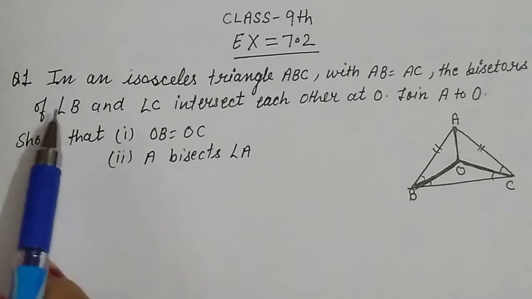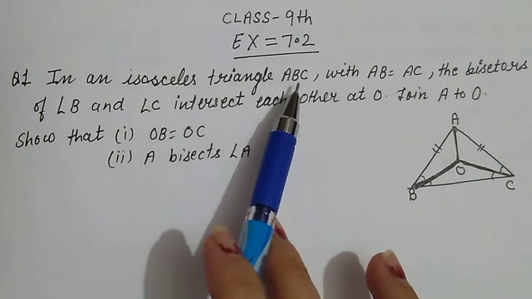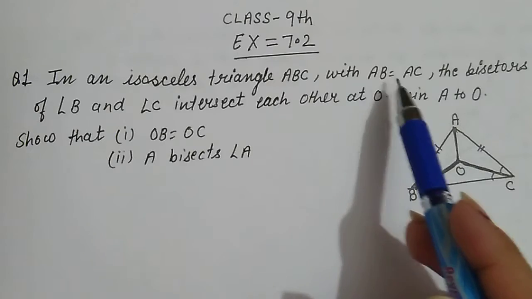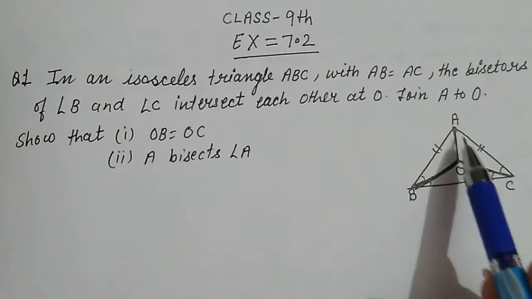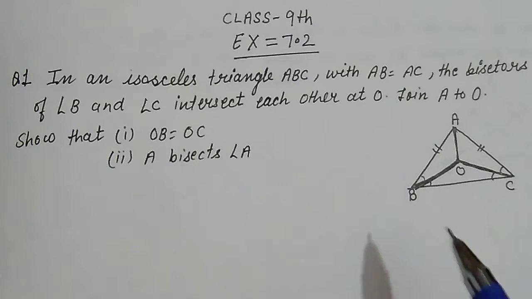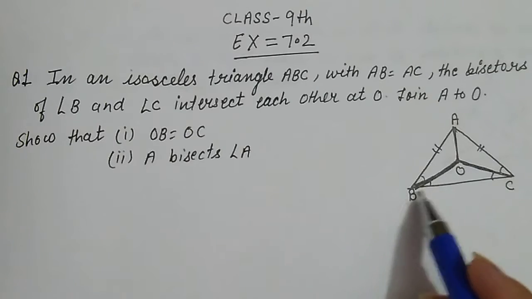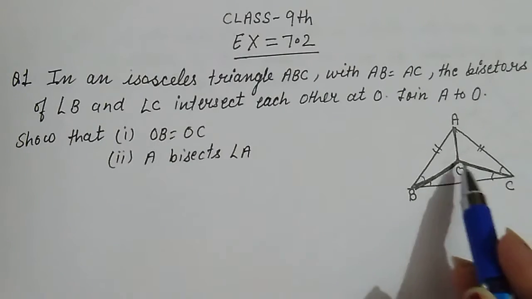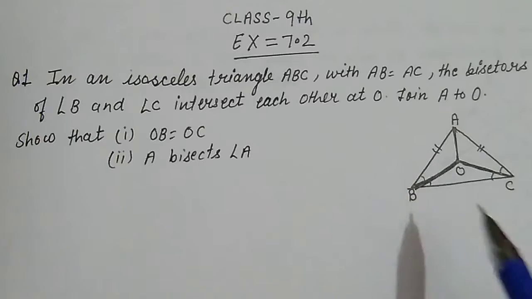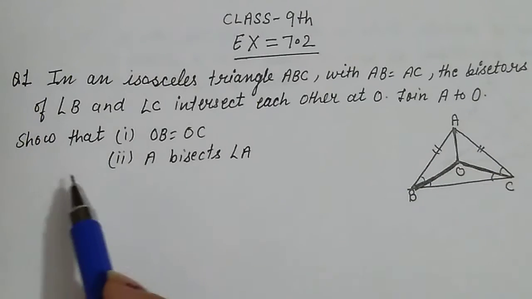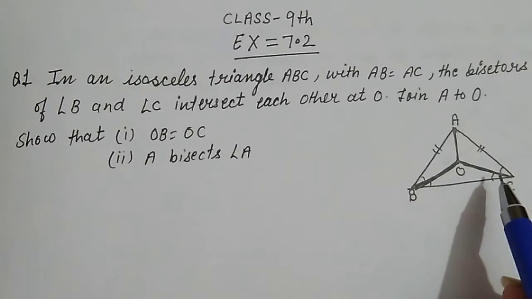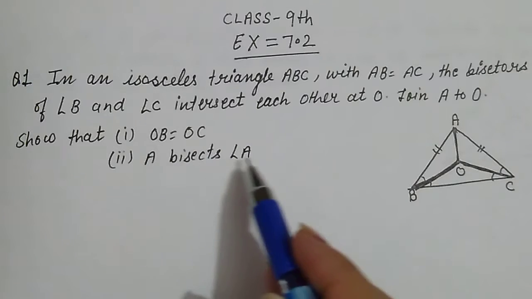Now question number one is: in an isosceles triangle ABC with AB equal to AC, which is given, the bisectors of angle B and angle C intersect each other at point O. Join A to O. You have to prove that OB is equal to OC, and that AO bisects angle A.